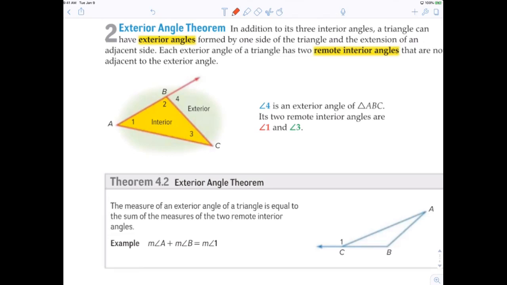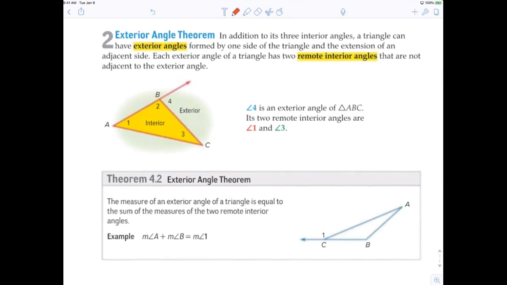Now, there's one last thing that's kind of important. So look right here, guys. This is an exterior. These two over here are your remote interiors, because that's in relationship to the what? To the exterior angle. Because now we're going to prove something that's kind of cool, actually, that will help you on some standardized tests, if you remember this: that the exterior angle is always equal to the sum of the remote interior angles. And that's the next proof I think we're going to do.